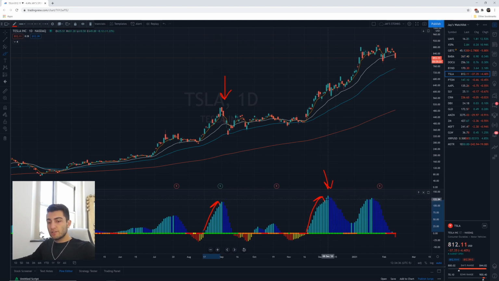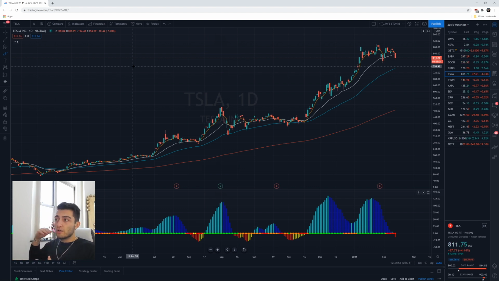bars. Okay, so now we got the basics down. We got the red dots, the green dots, the squeeze, and the histogram. So when do I get into a long trade? All right, so this is the sauce right here. Okay, so this is the sauce, and I'm about to give it to you. This is when everything lines up, when to get into a long trade.